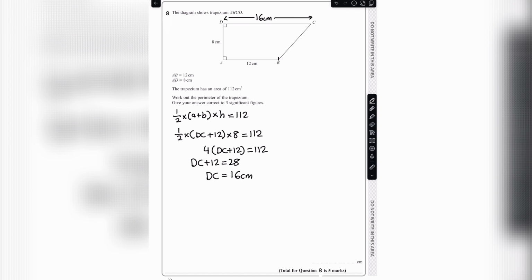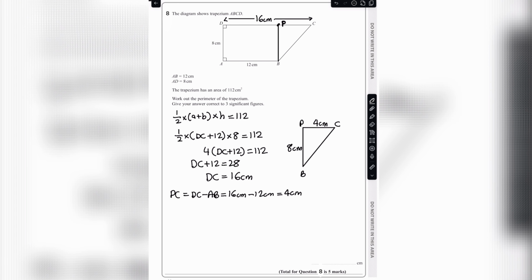So if I draw a straight line from B going up to the length DC, I'm going to label this point as P. And the length PC can be determined by subtracting the length AB from the entire length DC. So PC equals DC minus AB, which is simply 16 centimeters minus 12 centimeters, and that equals 4 centimeters. And if we look at triangle BPC, we can determine the length BC by using Pythagoras' theorem. So length BC can simply be determined by obtaining the square root of 4 squared plus 8 squared, and that equals a value of 4 root 5 centimeters.